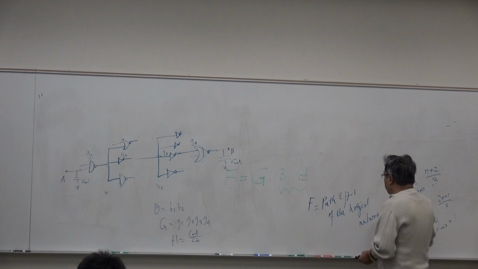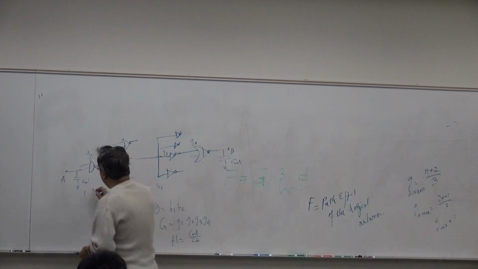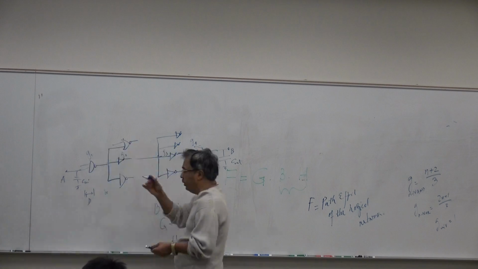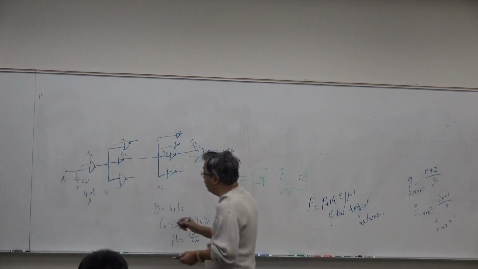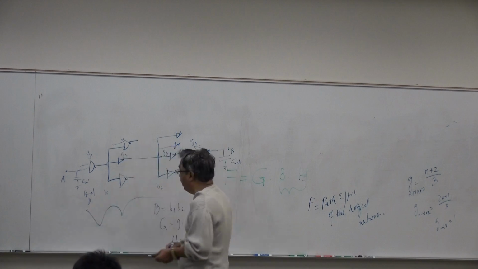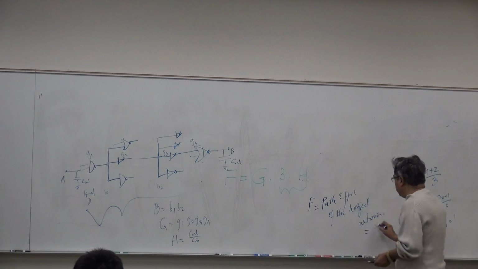So now we are not talking about a single gate. We are not trying to find out the delay over here. Then it is very easy. We have seen that. But we are trying to find out the delay through all these stages from here to here. So we need to compute this as G, B, H.